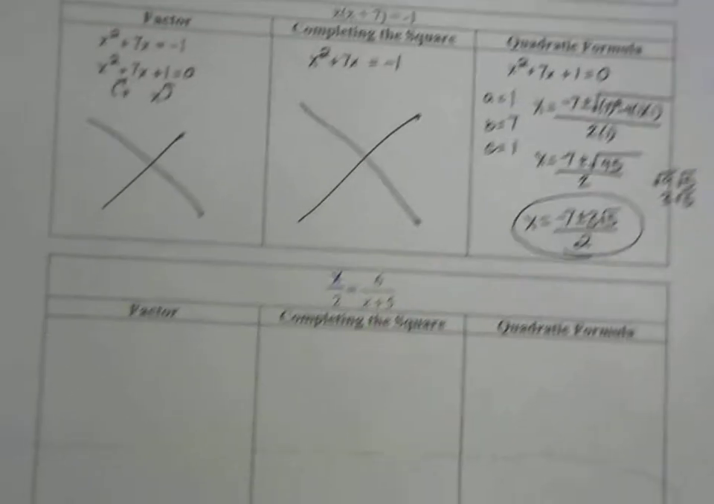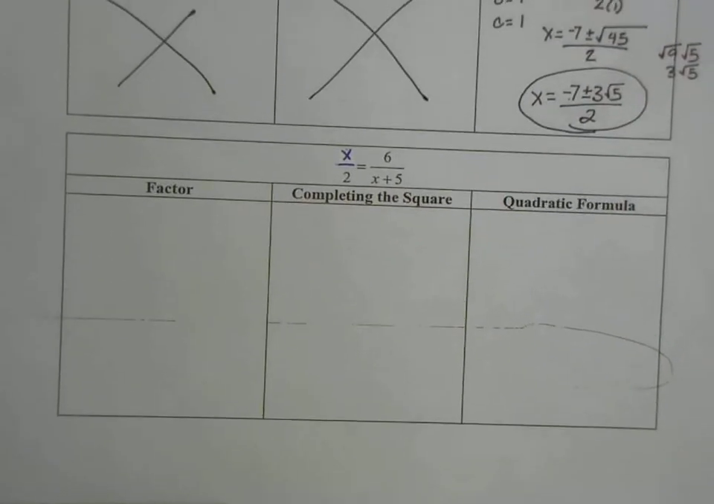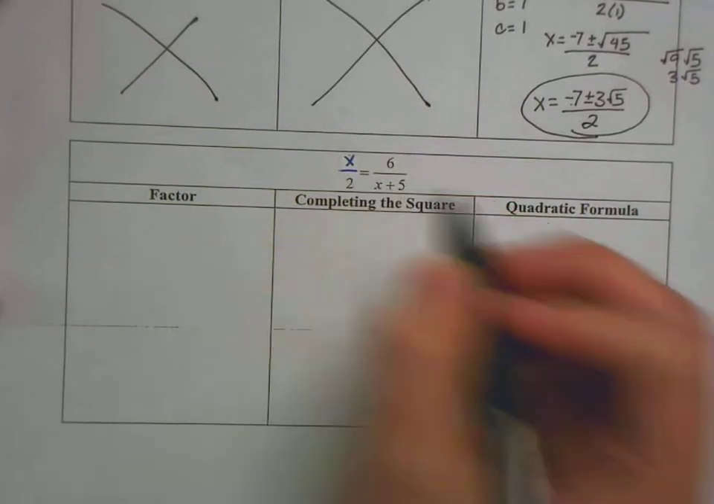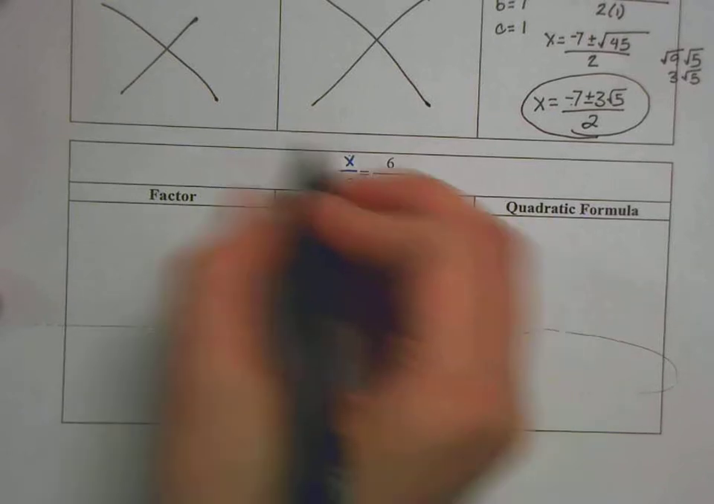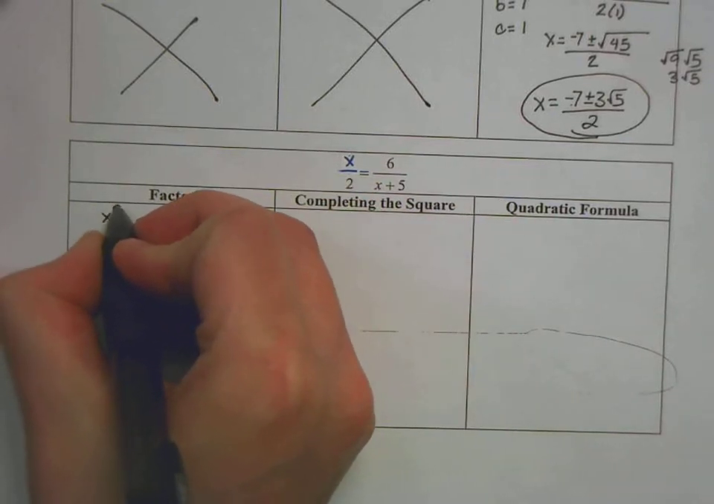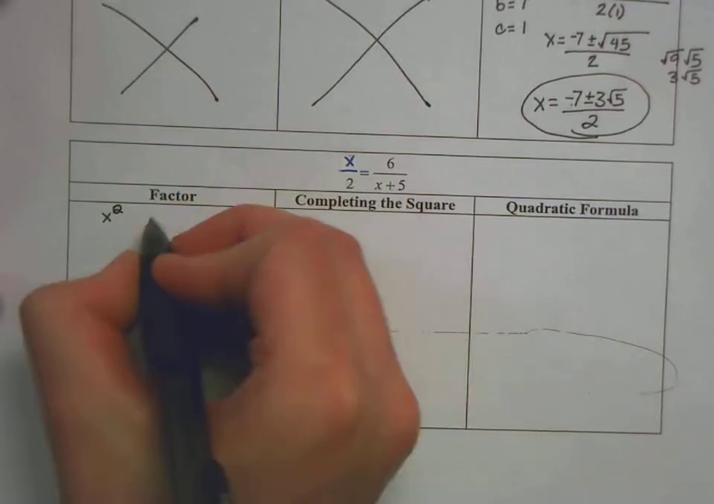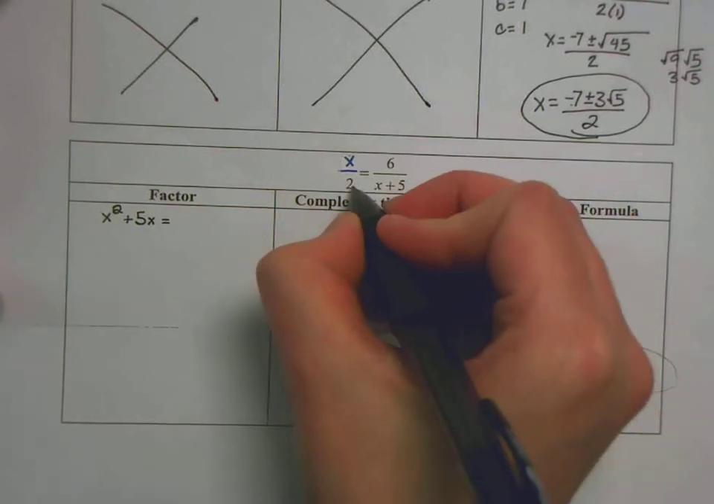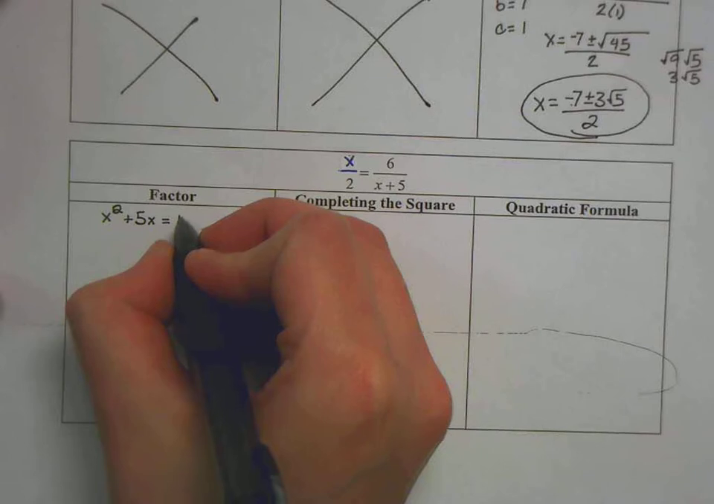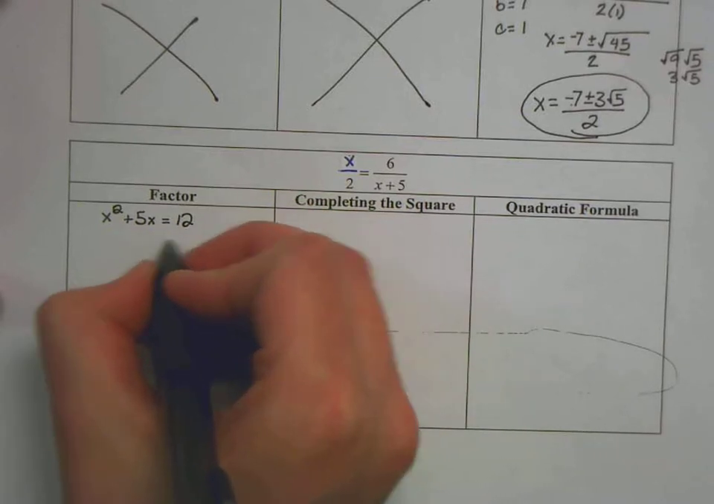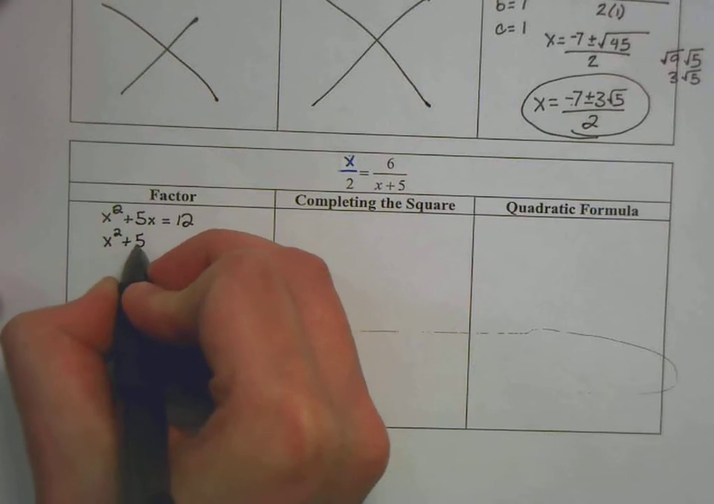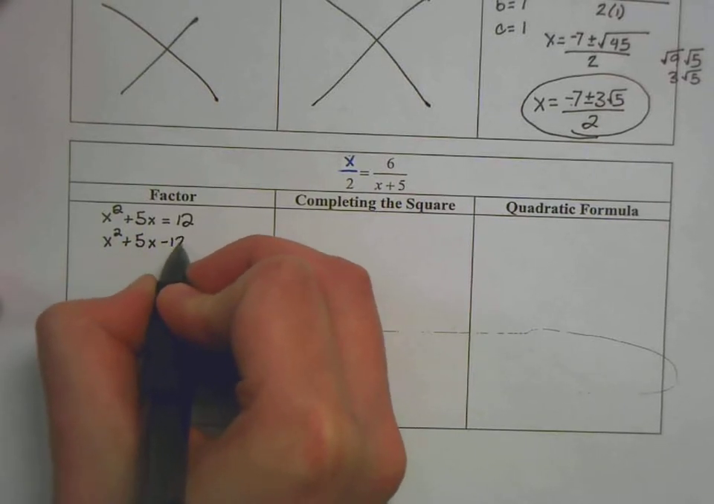The next question is a proportion. You have to start by cross multiplying so you can actually get a quadratic equation. So x times x is x squared, then x times the 5 is 5x, equals, you do the other way, 2 times 6 is 12. And again, if I want to factor, I have to set it equal to 0, so I would subtract that 12 over to the left to create a trinomial.